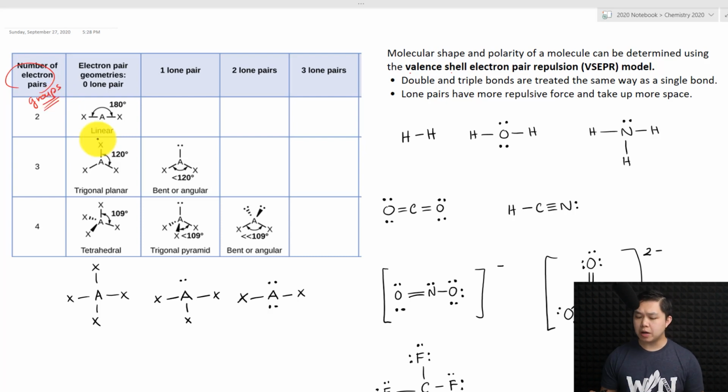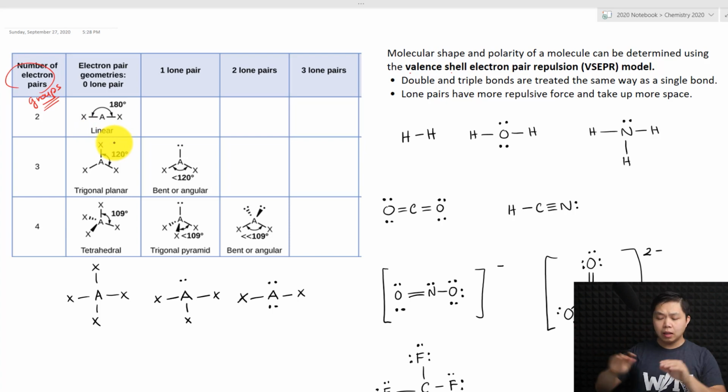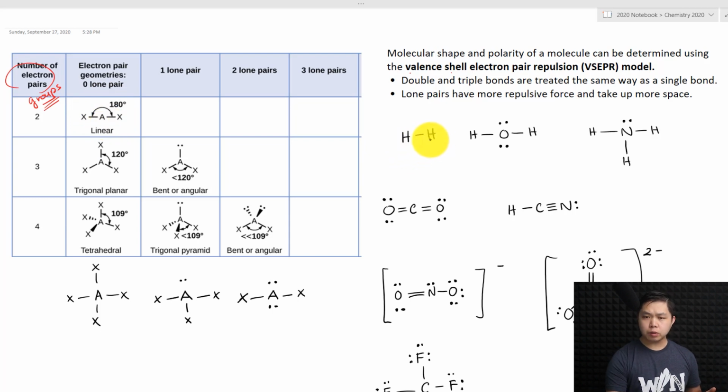The first type of shape we have is linear. Linear, think of the word line. It looks like a line, so don't get tricked by this. Think about the basic term. When we have a line, we have an angle of 180 degrees. For example, like this one right here, although we don't have a central atom, it looks like a line, so therefore it's linear. In this case we have sp hybridization. Remember, two groups, one is s and one is p.